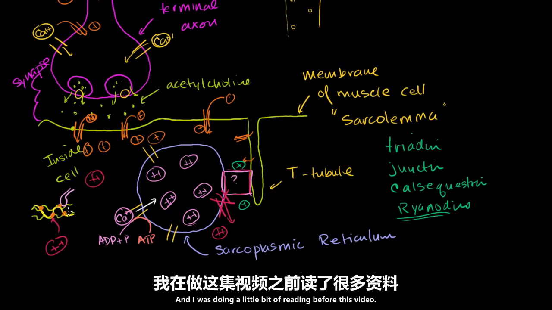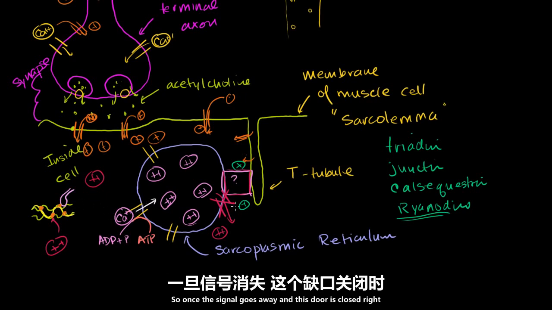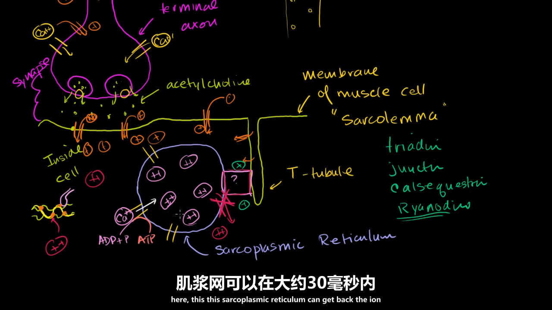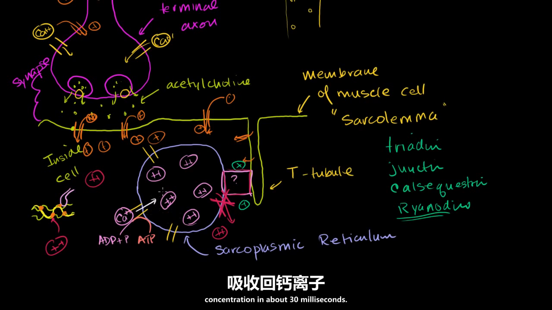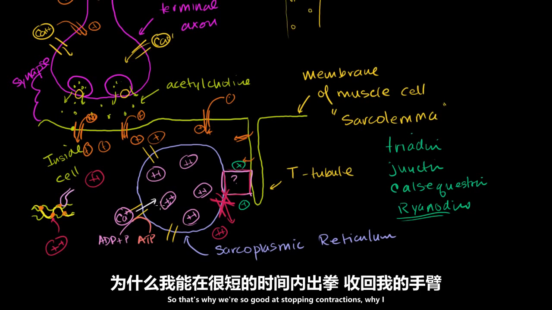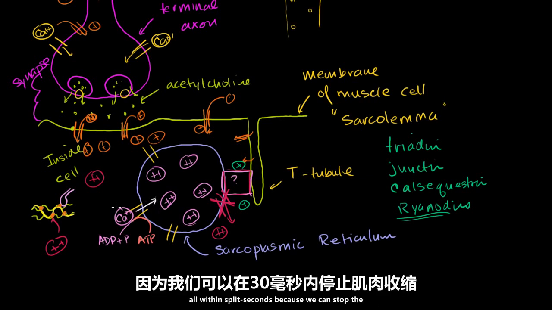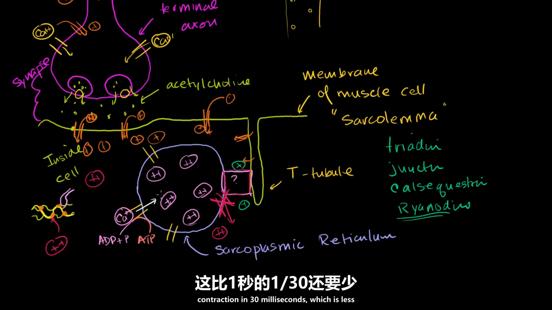And I was doing a little bit of reading before this video. And these pumps are very efficient. So once the signal goes away and this door is closed right here, this sarcoplasmic reticulum can get back the ion concentration in about 30 milliseconds. So that's why we're so good at stopping contractions. Why I can punch and then pull back my arm and then have it relax all in split seconds, because we can stop the contraction in 30 milliseconds, which is less than a 30th of a second.